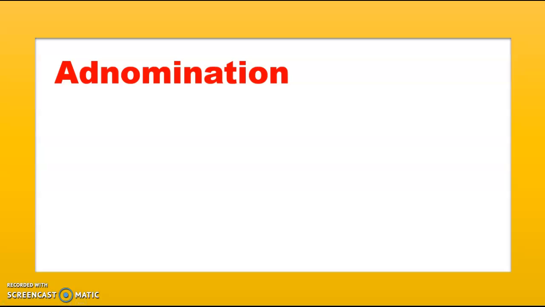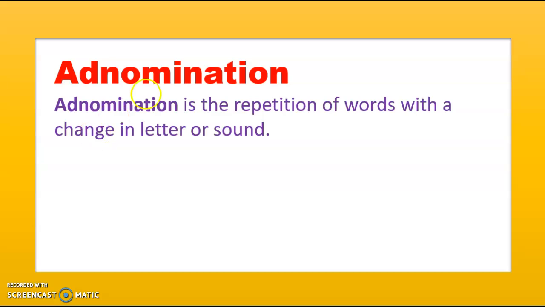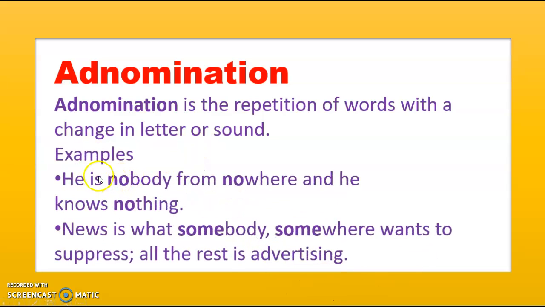Okay, now another one is adnomination. Adnomination is another stylistic device, and the meaning of this is the repetition of words with change in letter or sound. For example, he is nobody from nowhere, and he knows nothing. So no, no, no, right? But the words are different, okay? This gives you a sort of music to your expression, right?